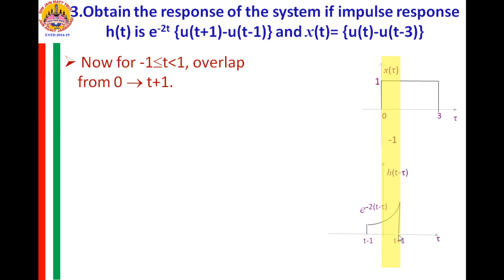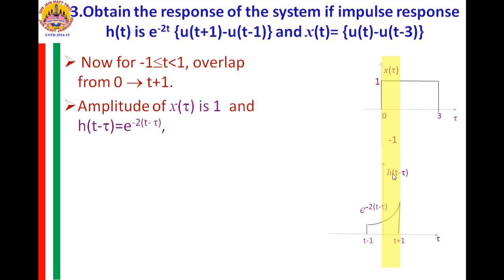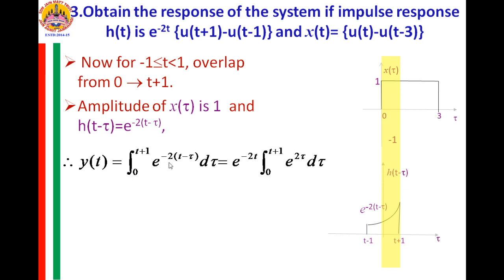So till this 2 width of duration, if I move this h of t minus tau towards the right side along the x-axis, you will always observe that x of tau and h of t minus tau overlap each other from 0 to t plus 1, with amplitude of x of tau being 1 and that of h of t minus tau being e raised to minus 2 times t minus tau. So the convolution integral becomes integration from 0 to t plus 1 of e raised to minus 2 times t minus tau d tau. Now e raised to minus 2t you take outside and you remain with e raised to 2 tau.